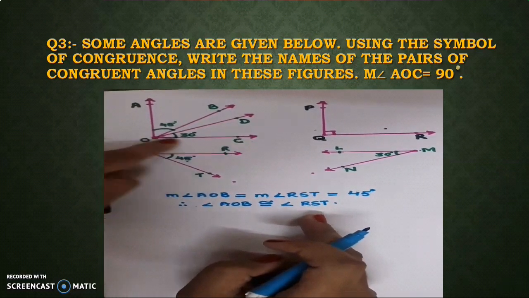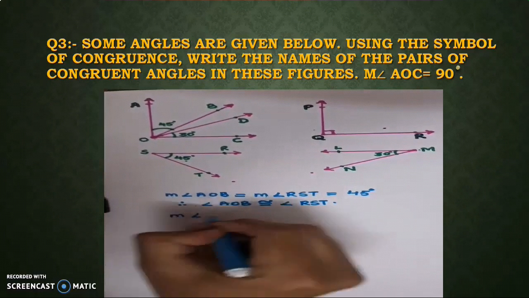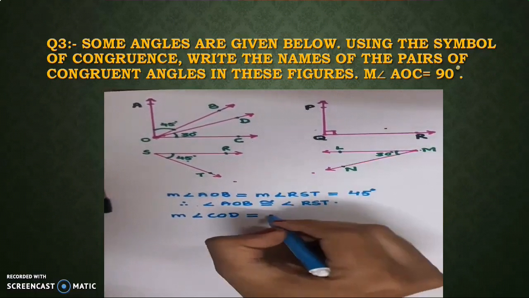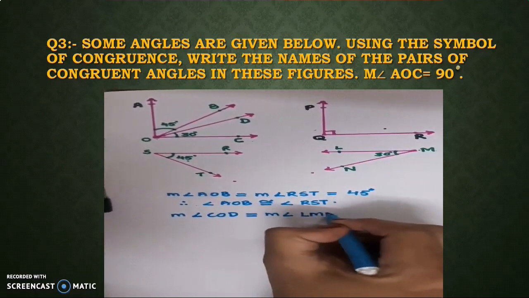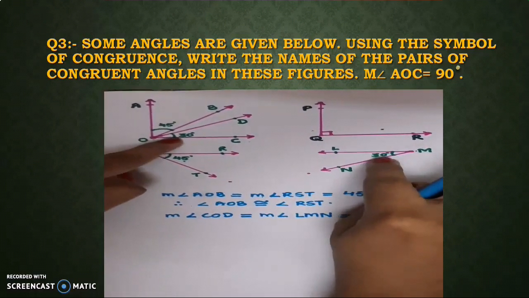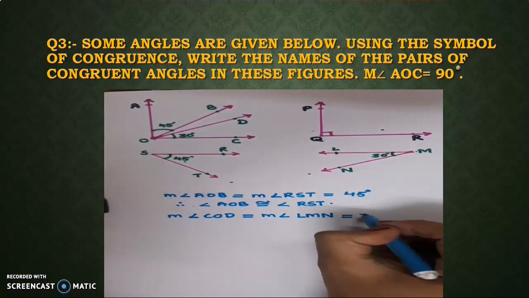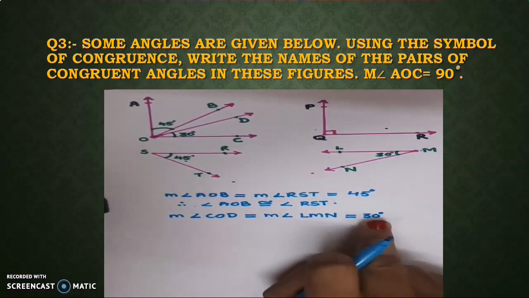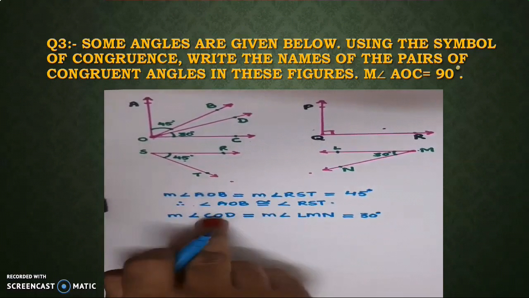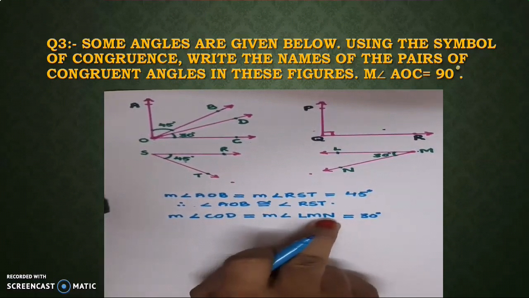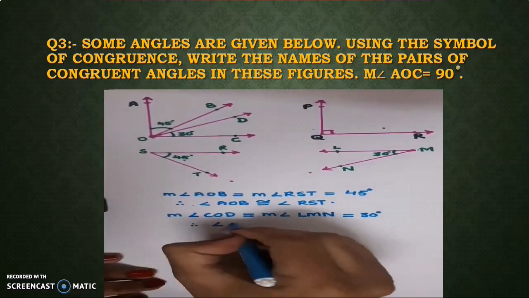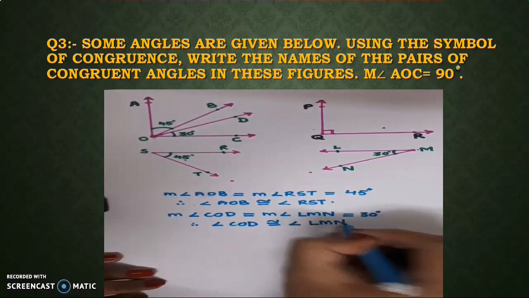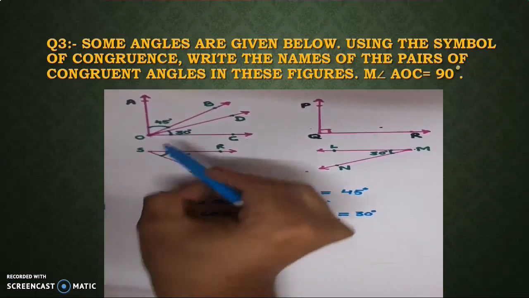First we will write the names. This angle's name is COD. So we will write measure angle COD is equal to which angle? Is equal to measure angle LMN, and both are equal to what? Both are equal to 30 degrees. So we will write is equal to 30 degrees. As both the angles COD as well as LMN are having the same measurement, we will write therefore angle COD is congruent with angle LMN. Then for 30, 30 we wrote.